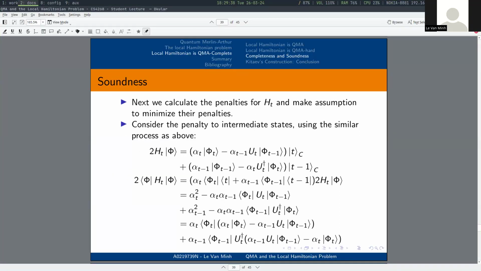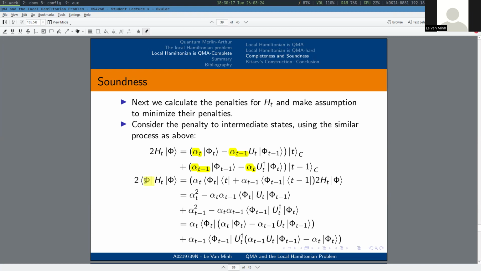Next, we calculate the penalties for the intermediate term HT and make the correct assumption about the clock state phi to minimize the penalties. We consider the penalty of the intermediate state as we have been doing for the completeness case, and we will get a similar result, except that now we have alpha t minus 1, because we have generalized the clock state. But this will go away very soon.